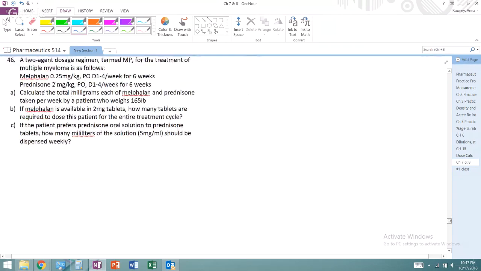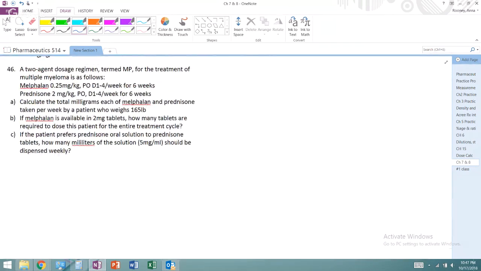Yes, it is methotrexate. I just misspelled it. I was typing stuff up. I was just going too quickly. Okay.